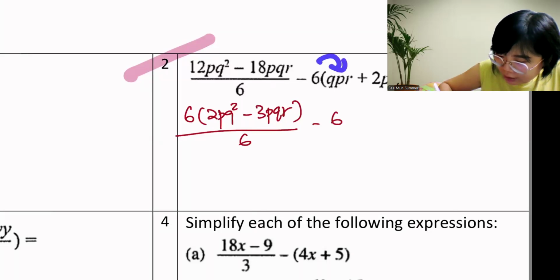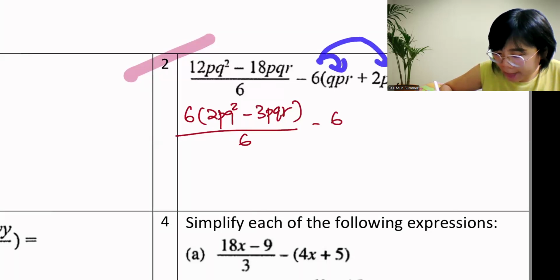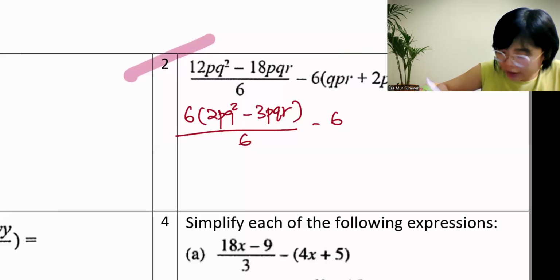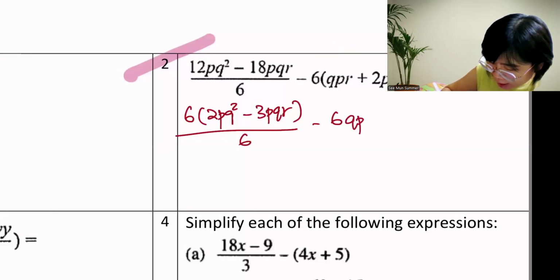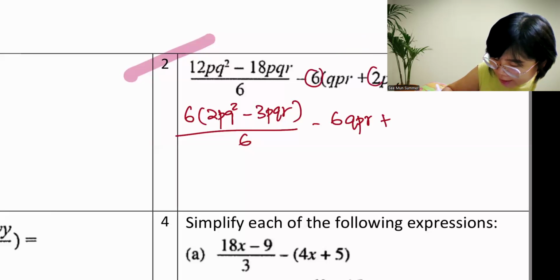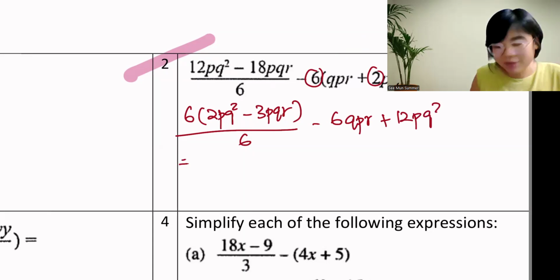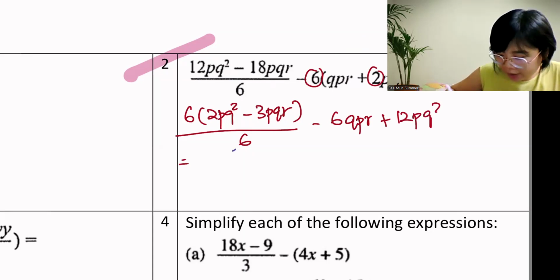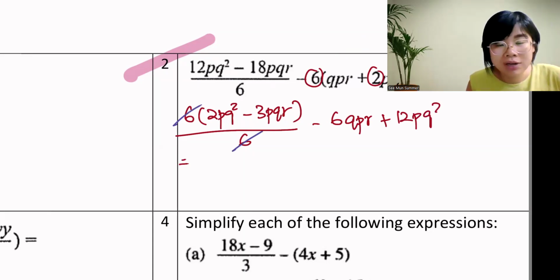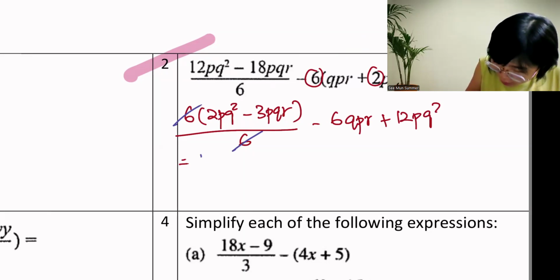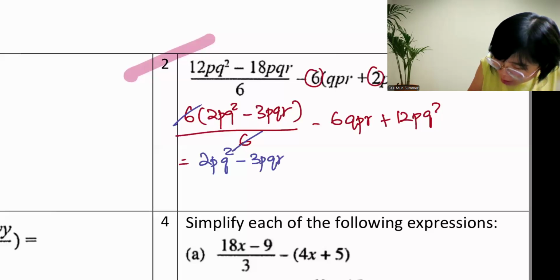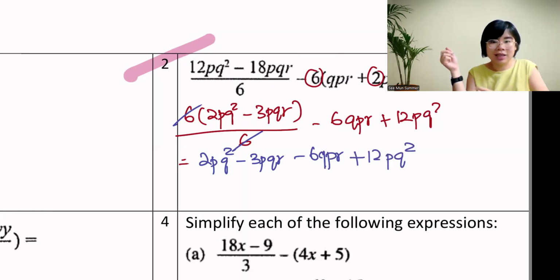Actually, this I can times in, right? Can I times in? I can times in there, right? So I times together, 6qpr plus 6 times 2, 12pq square. So this is how I do. And after that, I can factorize them. See, the below can cancel the upper one. And then you can write 2pq square minus 3pqr minus 6qpr plus 12pq square.